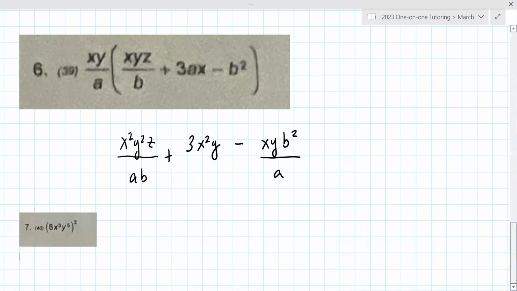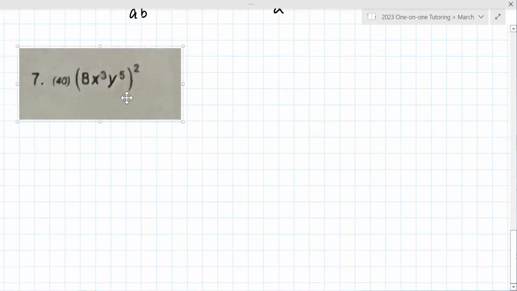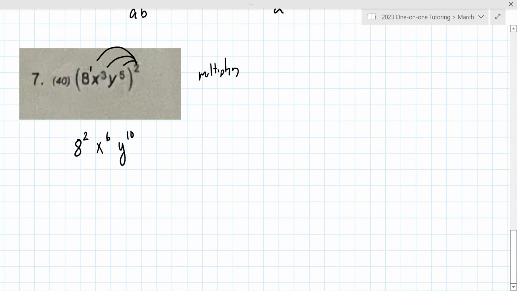Number 7 says to square the given quantity. There's really a 1 above the 8 as its exponent. So this 2 is really distributed to each exponent. Maybe I'll write that down here: x to the 6th, y to the 10th. And then you do actually want to square the 8. So it's 64 x to the 6th y to the 10th. You're distributing. If you're not sure, it goes to all of them. It has to go to all of them.